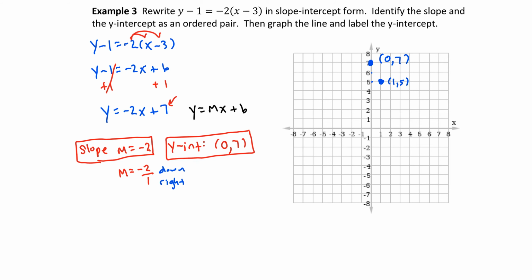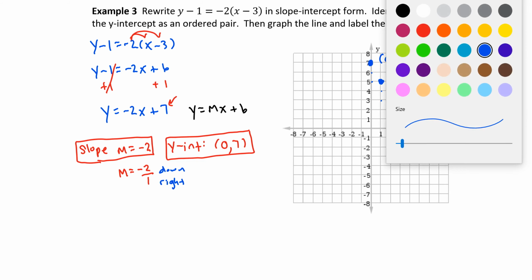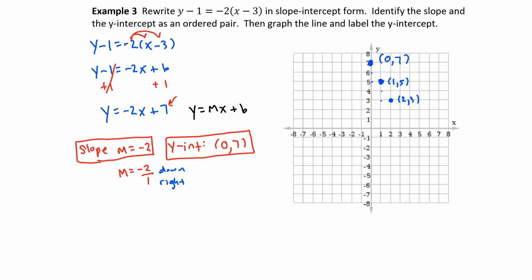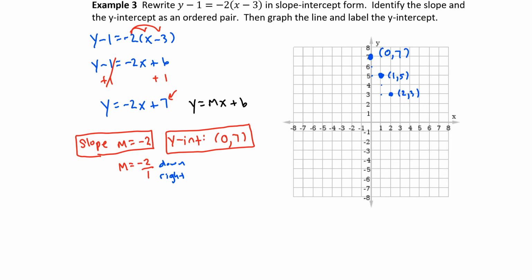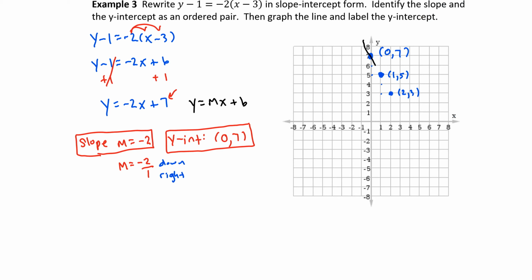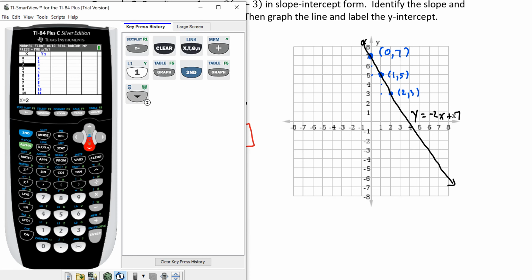Again, you can plot as many points using the slope as a map, down 2 and right 1. This would be ordered pair 2, 3. Once you have as many points as you like, remember 2 is sufficient, then you can connect the dots in a straight line and label your line y equals negative 2x plus 7. Remember, you can verify this with your calculator, so let's practice that again.